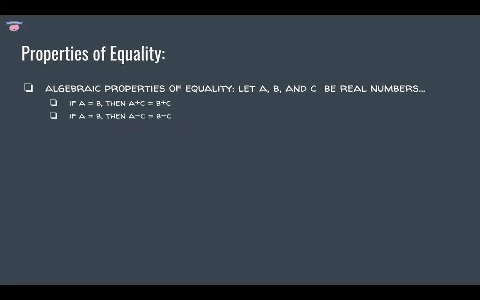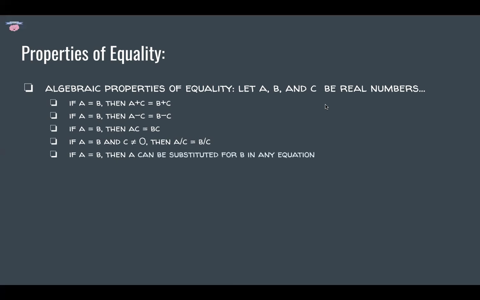If A is equal to B, then A minus C is equal to B minus C. If A is equal to B, then AC is equal to BC. If A is equal to B and C is not equal to 0, then A divided by C is equal to B divided by C. We have this extra condition because if C is equal to 0, then you're dividing by 0, which does not happen to be a real number. If A is equal to B, then A can be substituted for B in any equation. So if we have A plus 5 is equal to 7, and we also know that A is equal to B, then we can derive that B plus 5 is equal to 7.